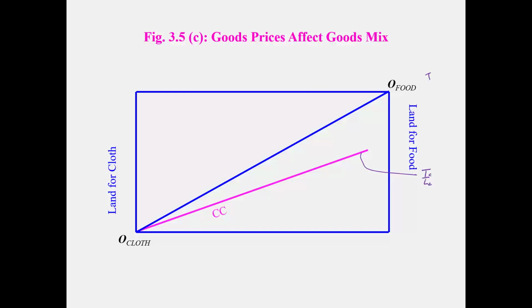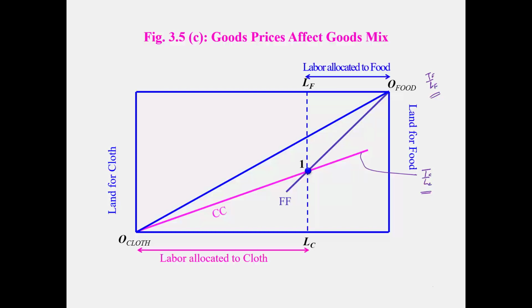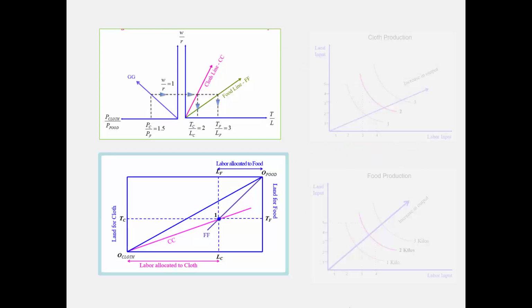We also know the T by L ratio that the food sector uses. And so for the home country, the equilibrium point is where both optimum land by labor ratios have been achieved, at the equilibrium point, point 1. And this would tell us how much labor is being used in the cloth sector and how much labor is being allocated to the food sector. The two will add up to total labor supply in the economy. Similarly, we would also know how much land is being used in the cloth sector and how much is being used in the food sector. We have our resource allocations.